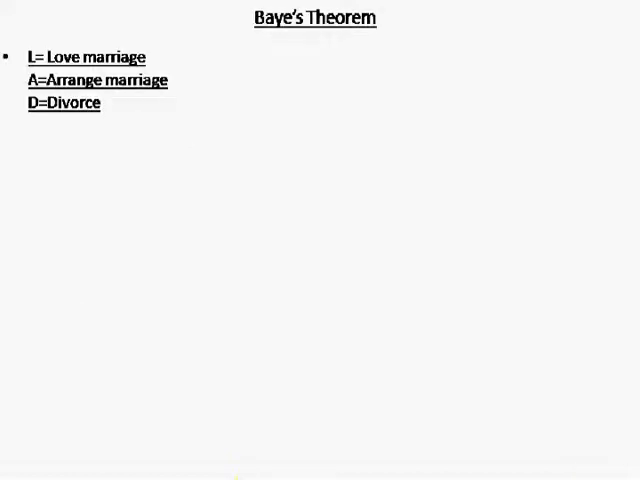Today we are going to discuss the Bayes theorem concept. Before that, here we have to follow one notation. L stands for love marriage, A stands for arranged marriage, D stands for divorce.